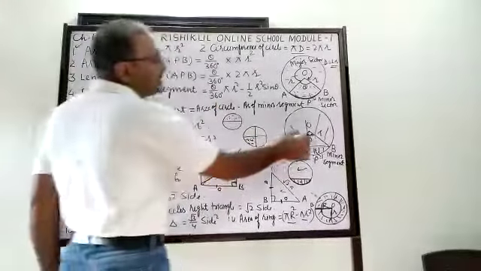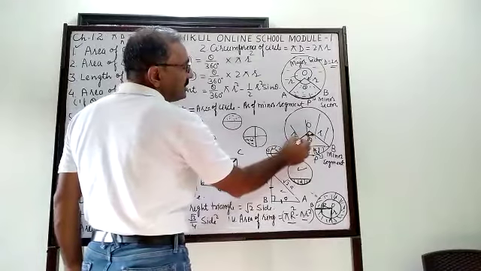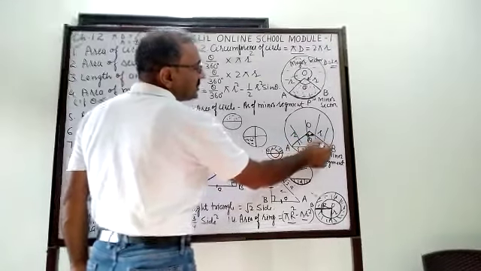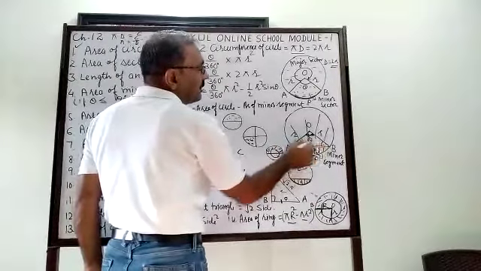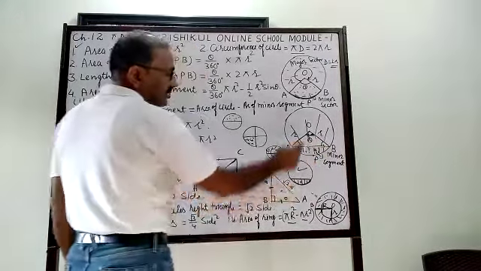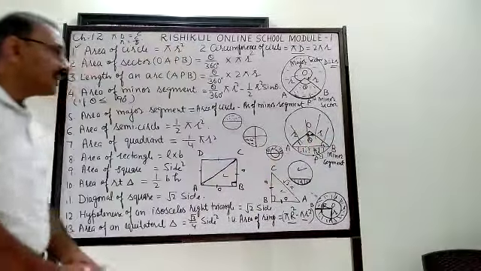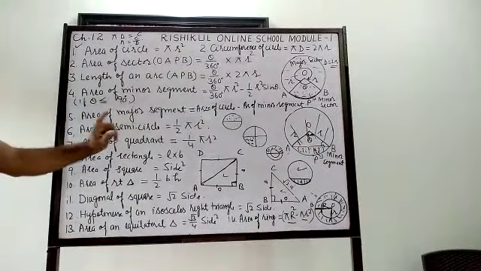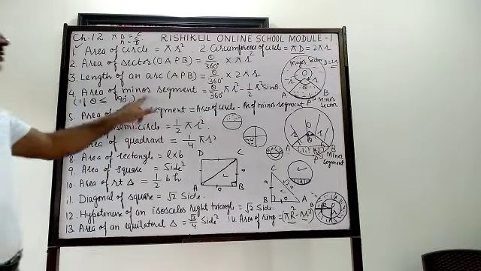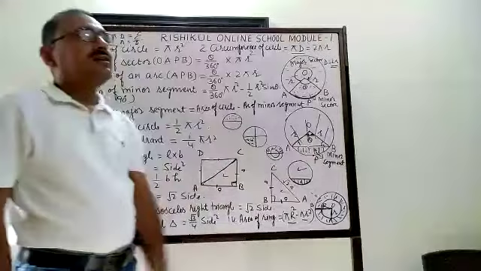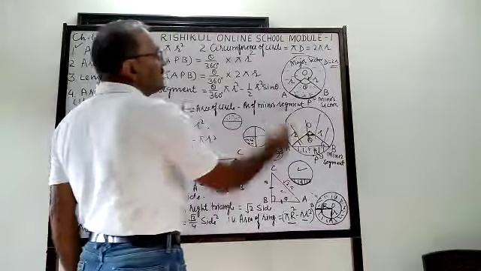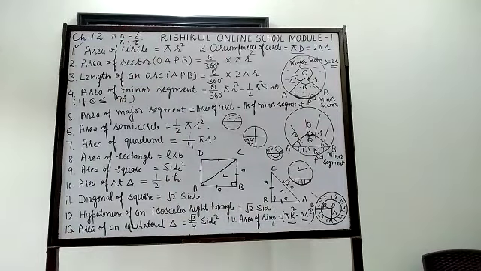If here theta is 60 degree, then this also will be 60 degree. It is an equilateral triangle because these two angles will be equal and this is 60 degree. Then OAB is an equilateral triangle. Then you can put the formula of the area of this minor segment equal to theta upon 360 pi r square minus this triangle, which is an equilateral triangle, root 3 upon 4 side square. So like this you can revise and learn these formulas.